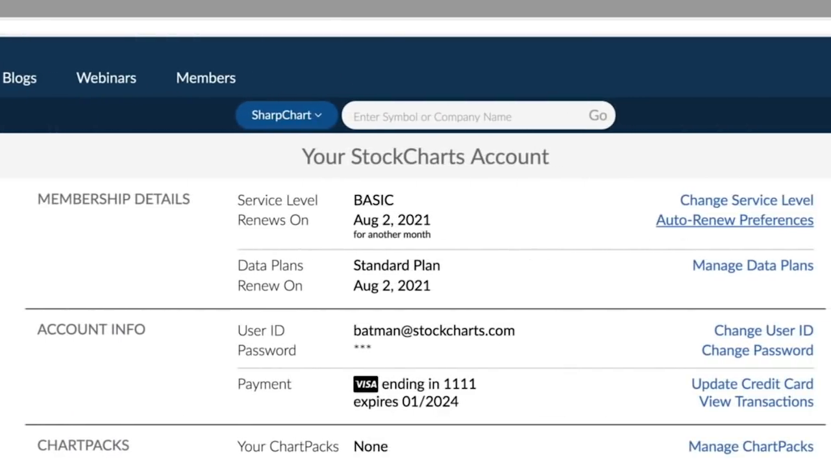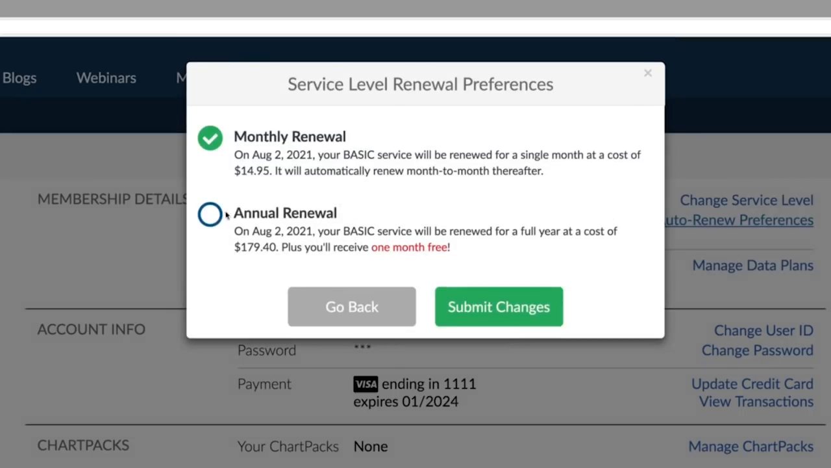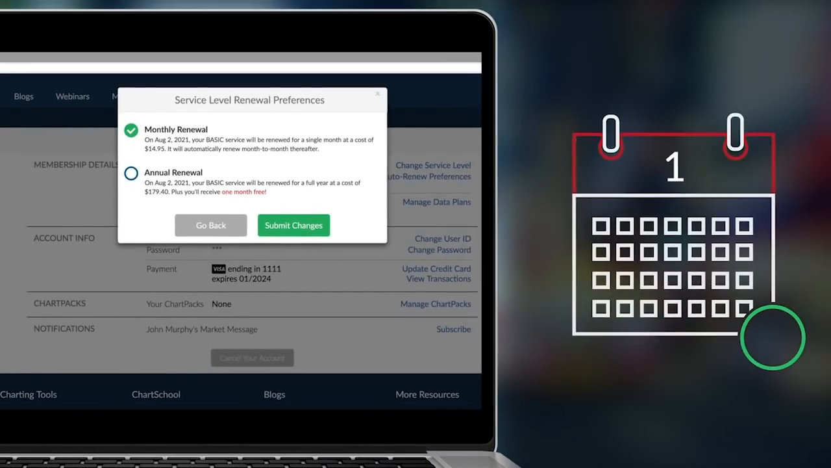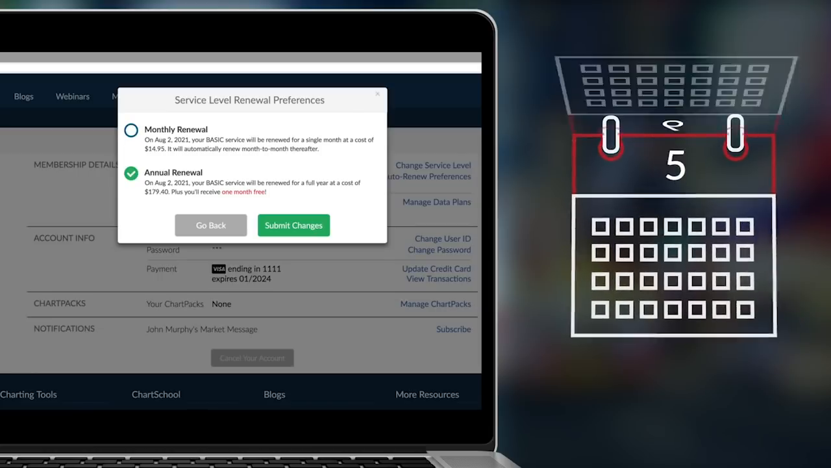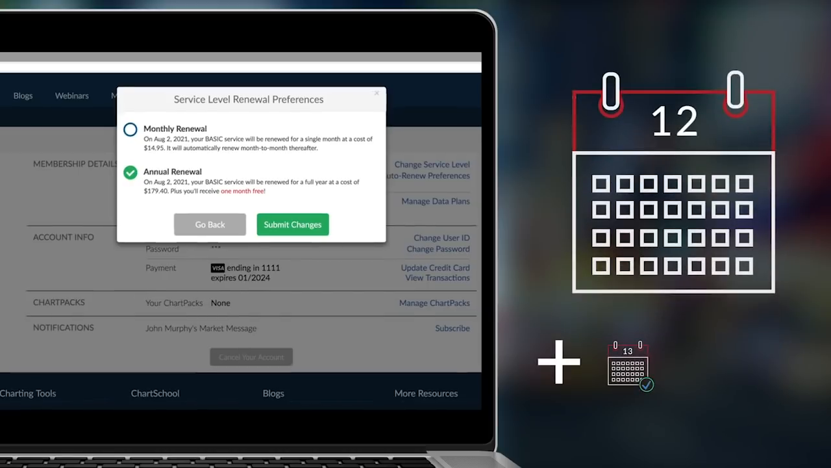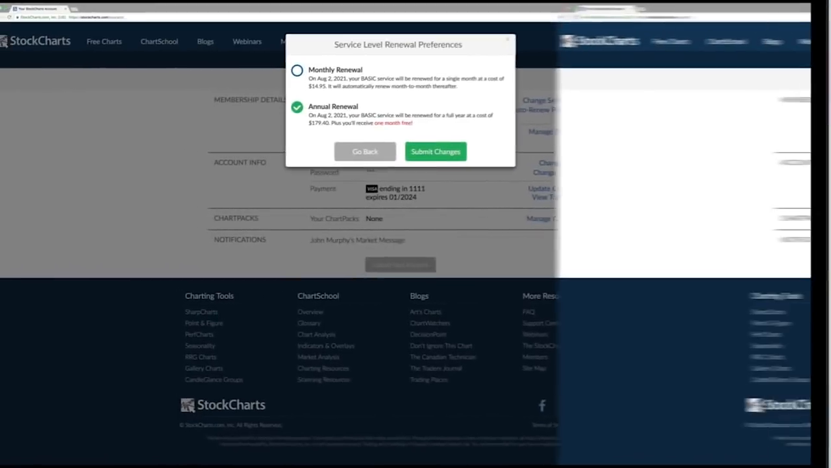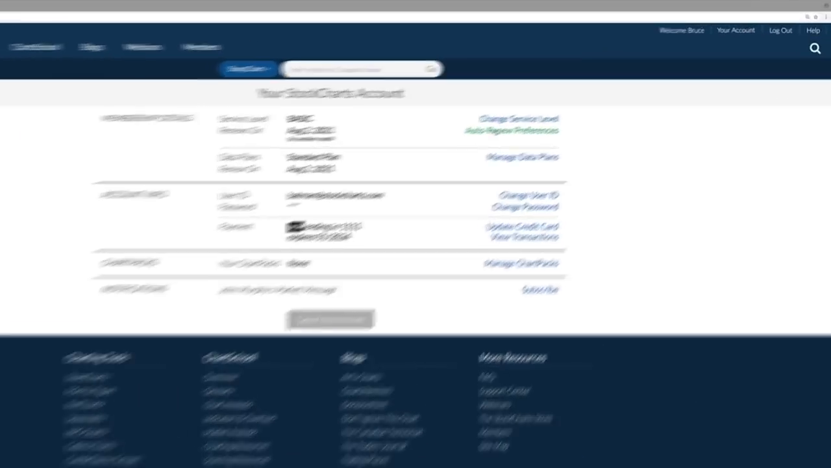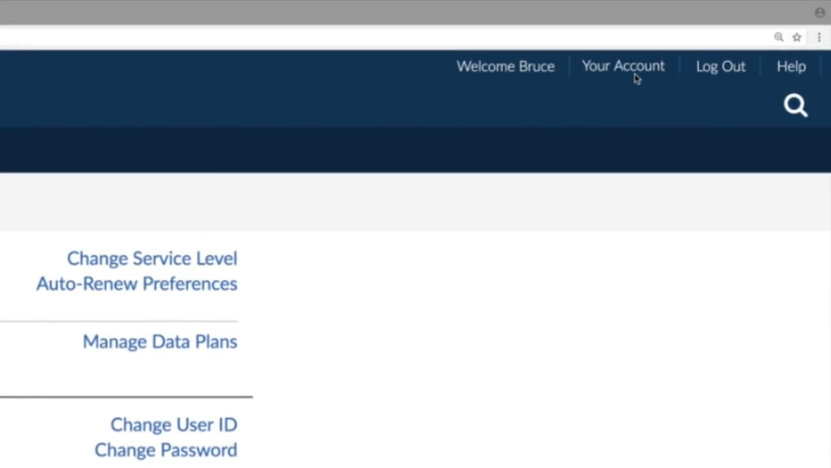For all service levels, you can choose to subscribe on either a monthly or an annual basis. Our monthly renewal option is similar to most other web-based subscription services. You pay for 1 month of service at a time, and your account will simply renew automatically each month. With our annual renewal option, you prepay for 12 months of service and we'll give you the 13th month for free. If at any point you'd like to change your service level or renewal preferences, you can always do so from the Your Account page.